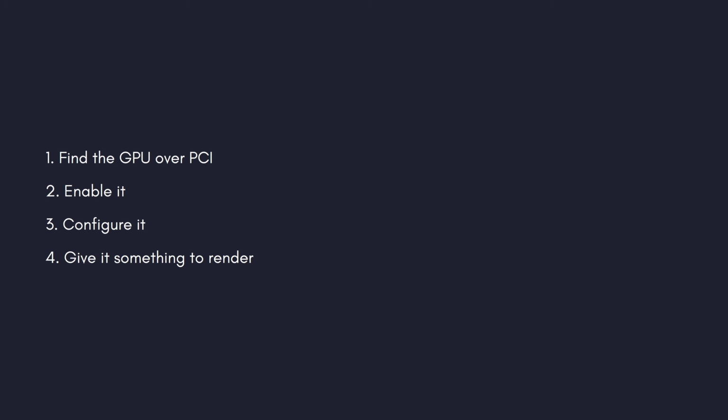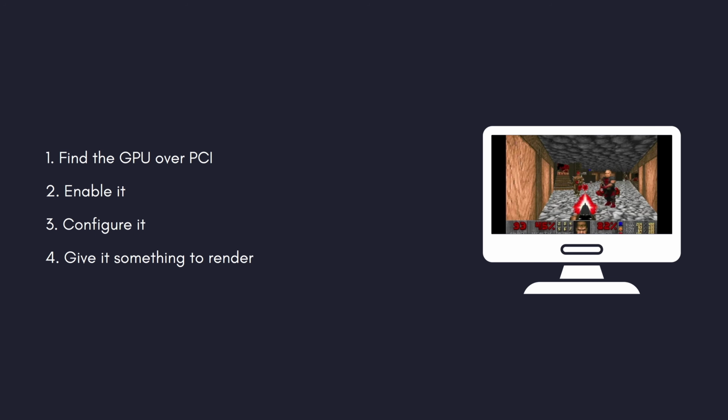Now, all we need to do to get our GPU working is finding the GPU over PCI, enabling it, configuring it, and sending data to it. It's that simple. Just like that, we get graphics. Okay, it's a little bit more complicated than that, but this is a very high-level overview of how it works. Let's actually go into the implementation for it.